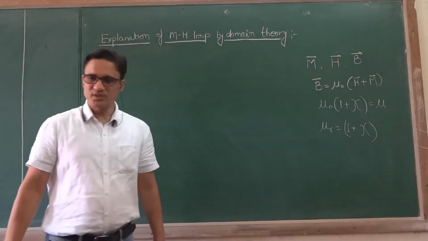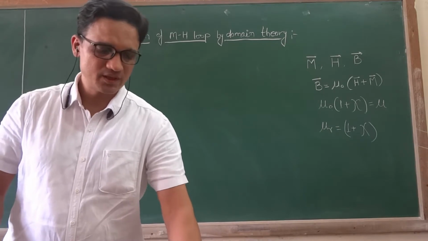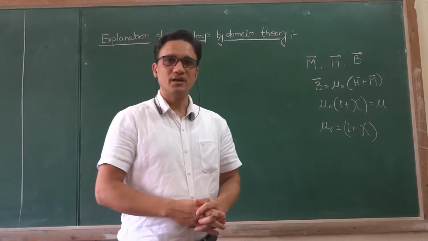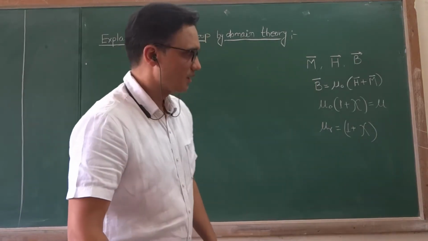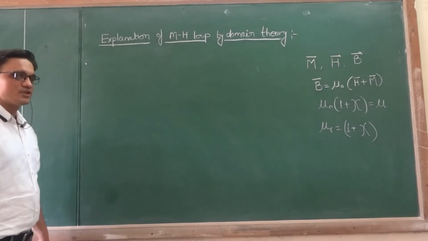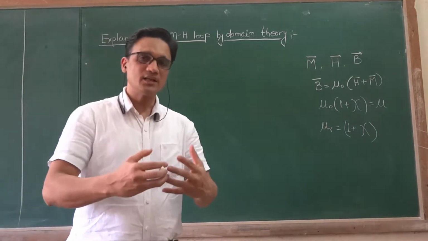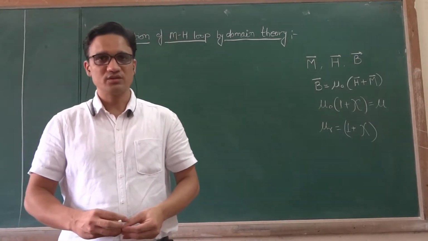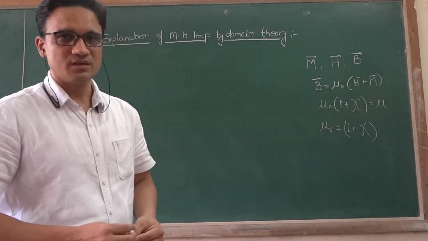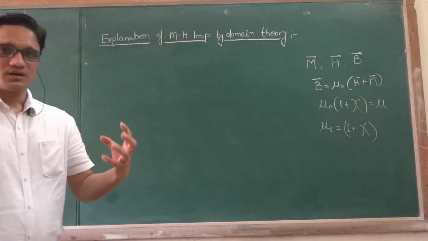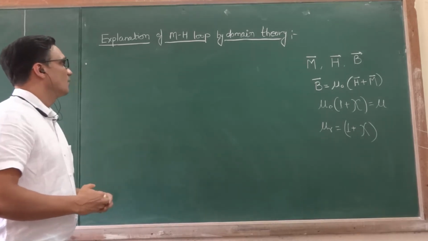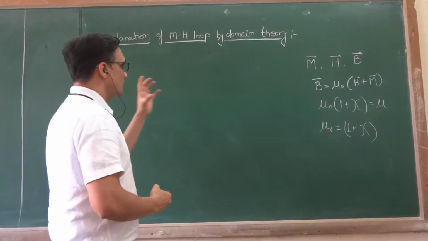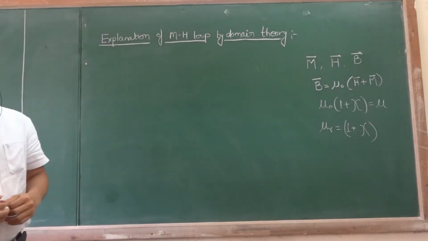So on the basis of permeability and susceptibility, we also distinguish between diamagnetic, paramagnetic and ferromagnetic materials. Today we are going to discuss the MH curve. When you apply a magnetic field on any magnetic material, how that material responds to the external magnetic field will exhibit one curve, and that curve is called the MH curve. So before understanding the MH curve, first we'll talk about the domains.